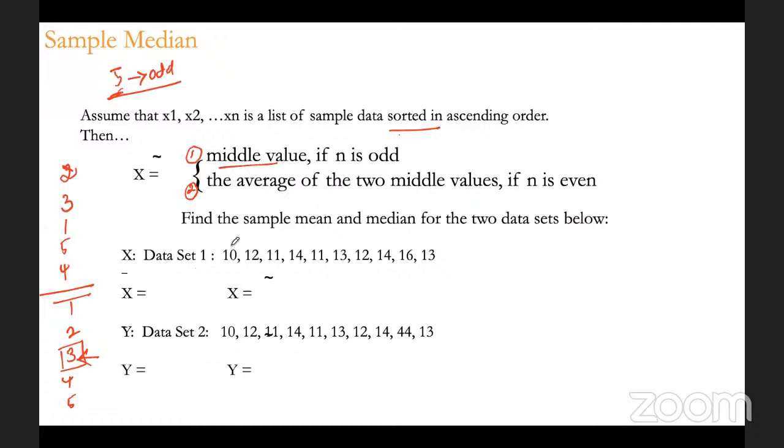And what if you have an even number of elements? Let me include one more element here, 6. First, sort the data set: 1, 2, 3, 4, 5, and 6. Just sort the data set. When you have an even number of elements, take the average of the two middle values, and that is the median for the data set. That is 3 plus 4 divided by 2, which is 3.5. So 3.5 is the median for this data set.